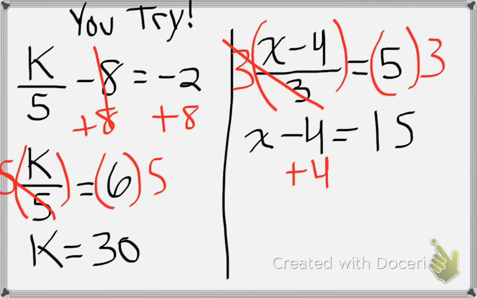Oh, and by the way, us multiplying both sides by 3, that's called the multiplication property of equality. Us multiplying both sides by 5, that's the multiplication property of equality. That's how you know you're allowed to do what you do. In other words, you're doing the same thing to both sides of the equal sign. Those should sound familiar. We did talk about them last year.